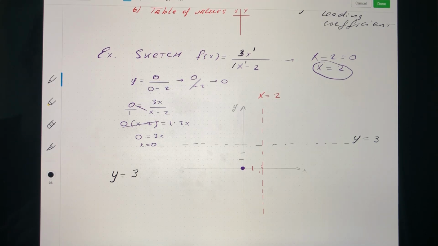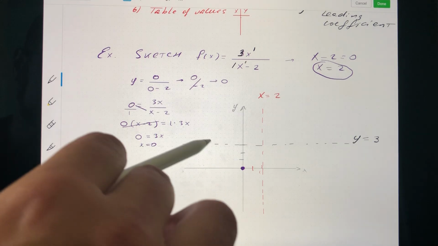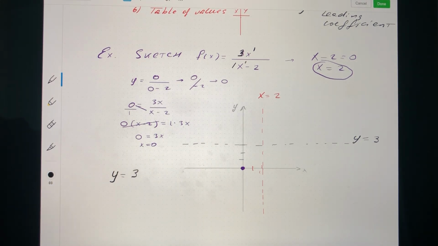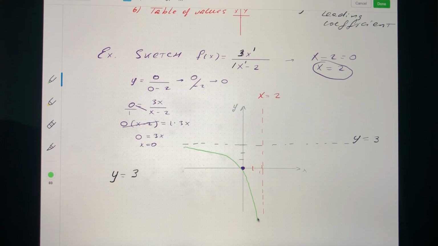Now with this we can actually make a sketch because we have all the needed pieces of information. The graph has to go through this dot, but it cannot cross these lines, which means the only way it can go is like this. And on the other side, it'll go like this.